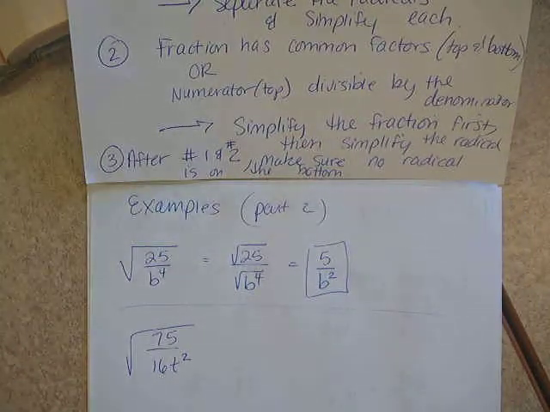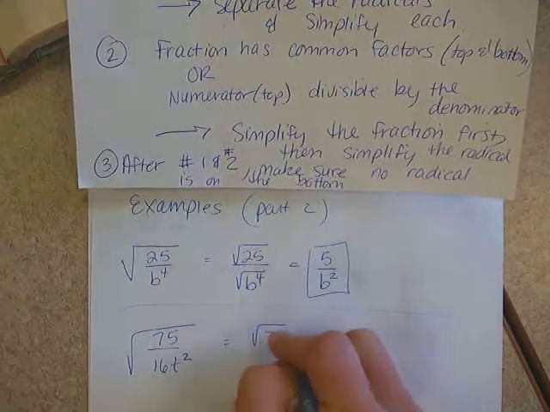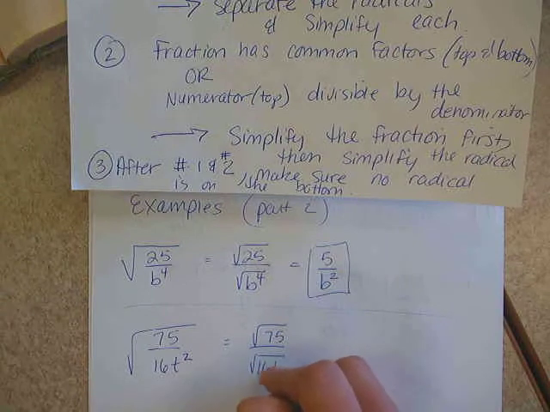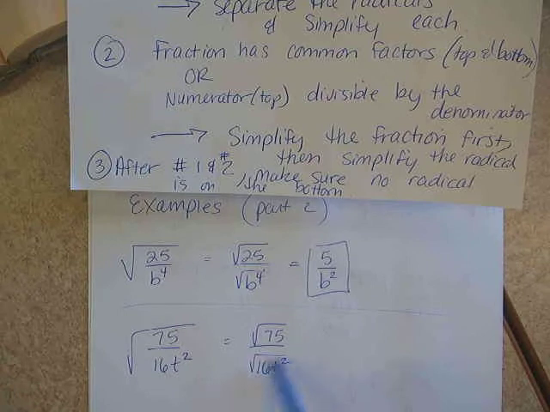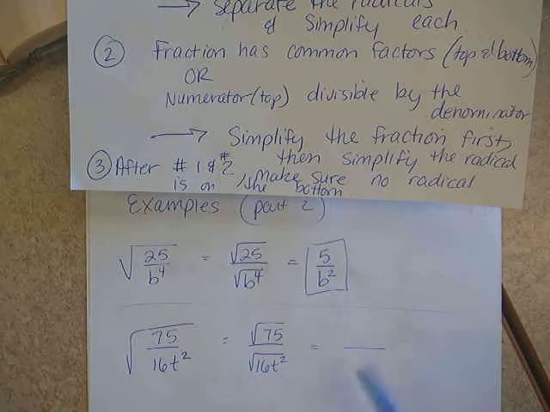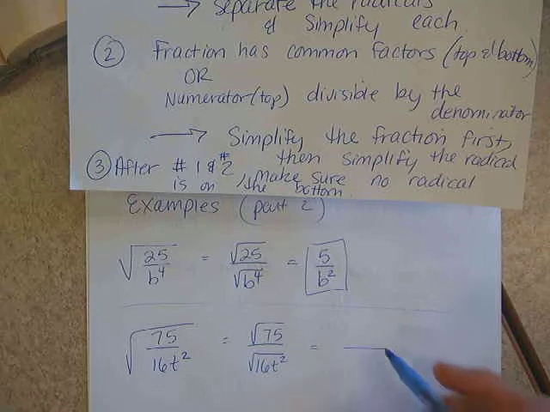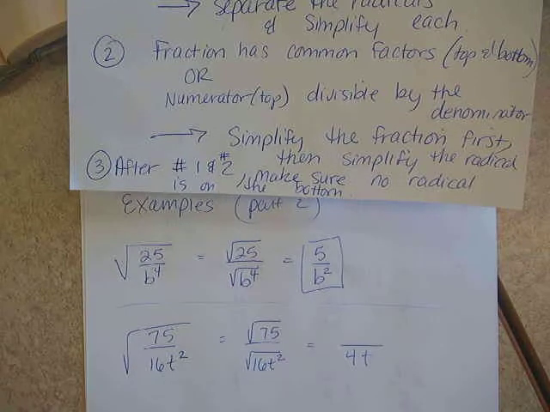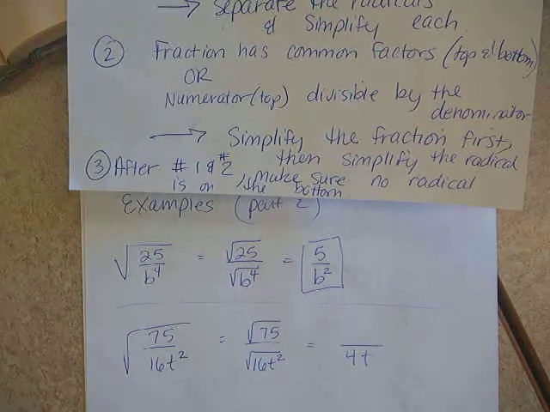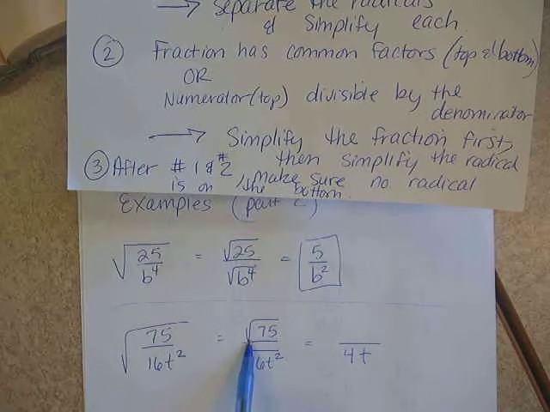Okay, is there a perfect square on the bottom? Yeah, and you want to make sure you consider both the number and the variable, but yes, they're both perfect squares. So we would separate it into 2 square roots. The square root of 16 is 4, and the square root of t squared is t. So no radical on the bottom is a good thing.